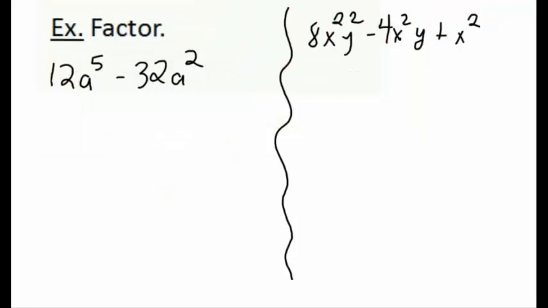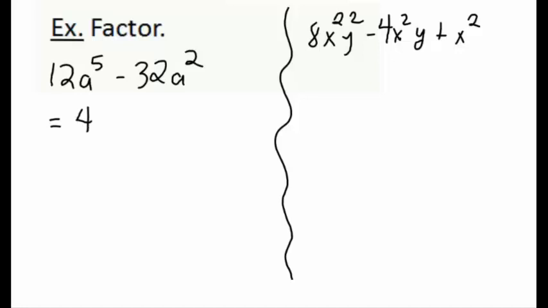To finish off our lesson, we're going to do a little bit of common factoring. So let's take a look at our first expression, which is 12a to the 5 minus 32a squared. If we would like to factor this, we need to find the GCF of 12 and 32. The GCF of 12 and 32 is the number 4.